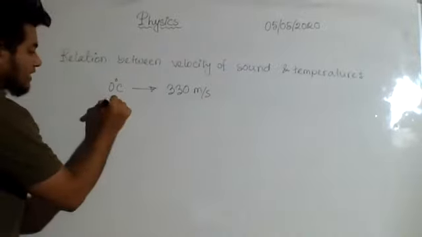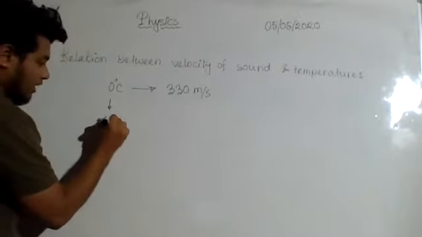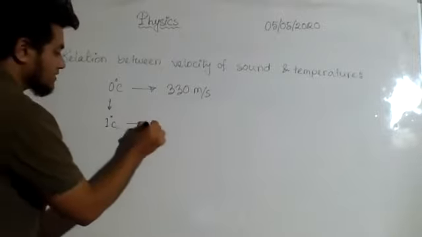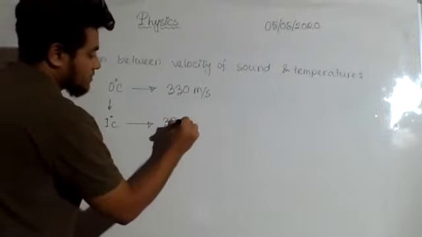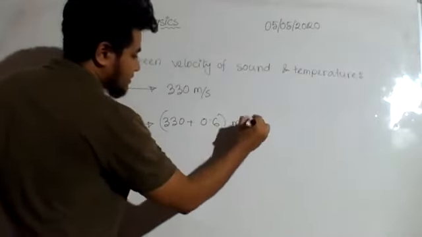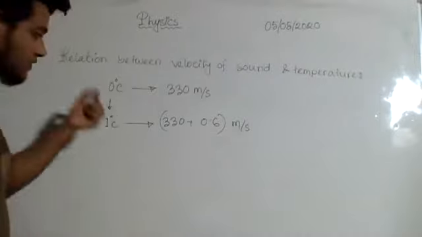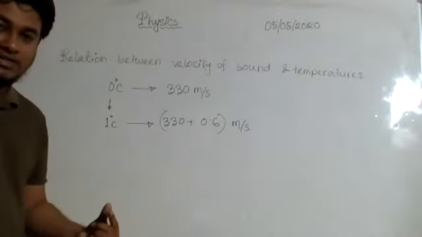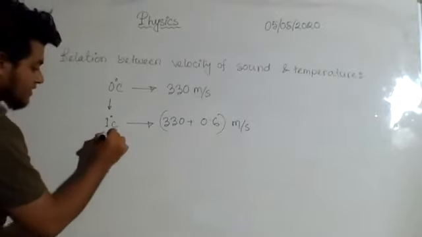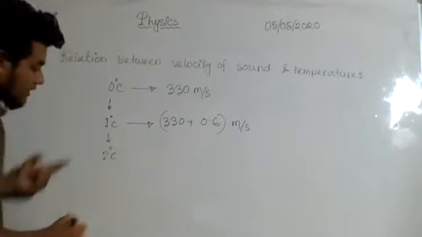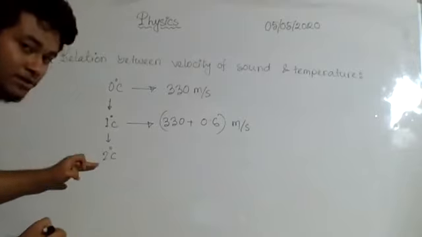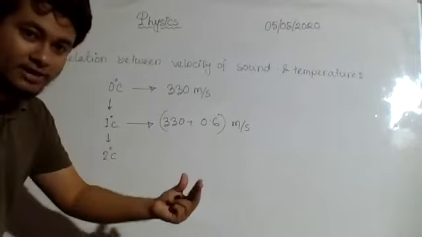Now, if you increase the temperature by 1 degree Celsius, what will happen? The velocity will increase by 0.6 meter per second. This is constant. For 1 degree Celsius temperature increase, the velocity increases by 0.6 meter per second. Now, if I increase the temperature another 1 degree, then again from here to here I am increasing 1 degree. So another 0.6 will be added.